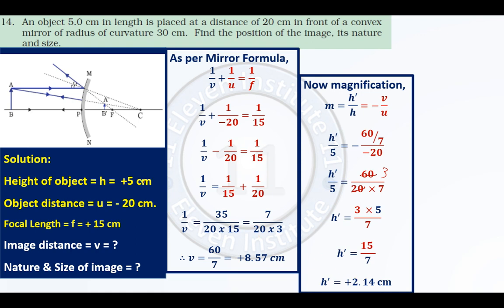You can clearly see the object is larger and image is smaller, but this positive sign indicates that the image formed is virtual and erect.